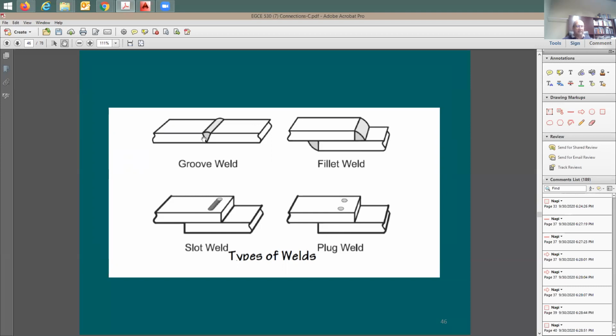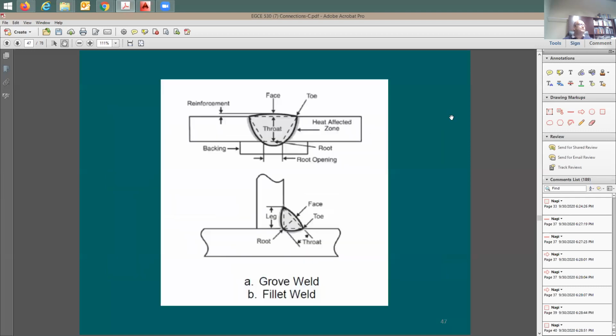The groove weld means that you're going to be cutting a piece of each side. It's going to be like a V shape, and you're going to be providing the welding there.